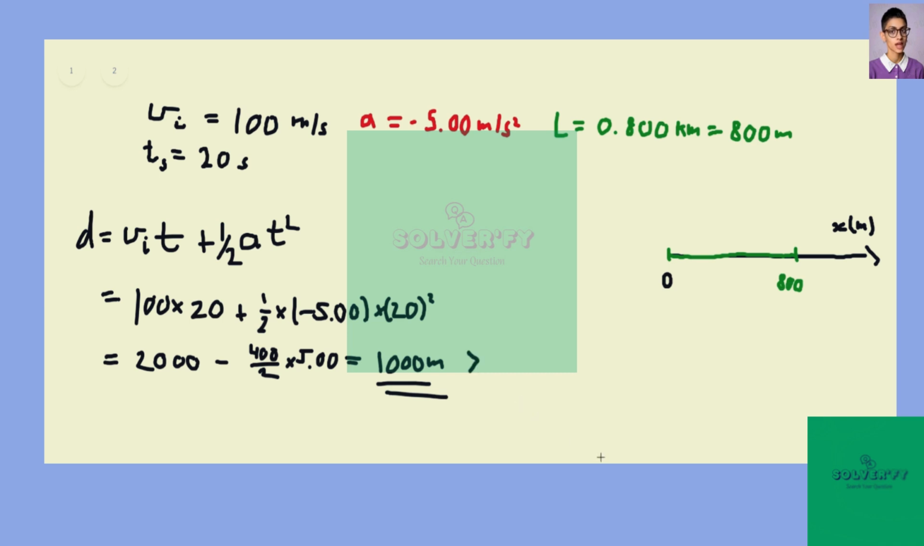And so this is the distance that the plane travels as it comes to a complete stop, which we can see is much greater. It's 200 meters greater than 800 meters. And so equivalently, we can say that D is greater than L, which means that the jet can't stop on this runway.